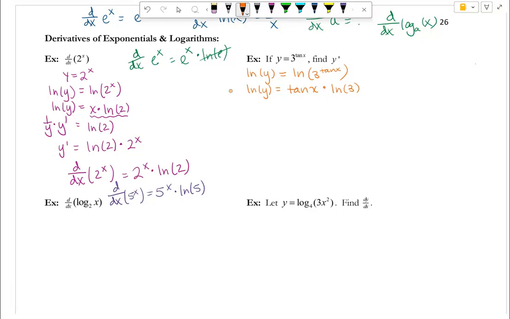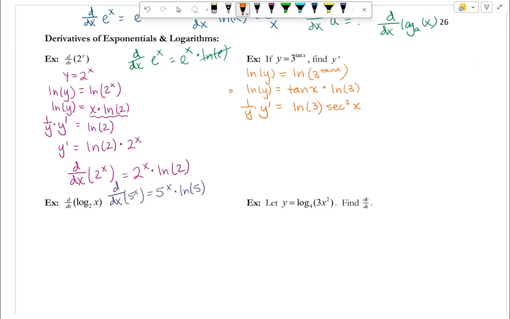So now when we take our derivative, on the left, again, 1 over y times y prime, that's just an implicit derivative. And on the right-hand side, remember, the natural log of 3 is just a constant multiplier. The natural log of 3 is a value, so it kind of comes along for the ride. The derivative of the tangent of x is secant squared x.